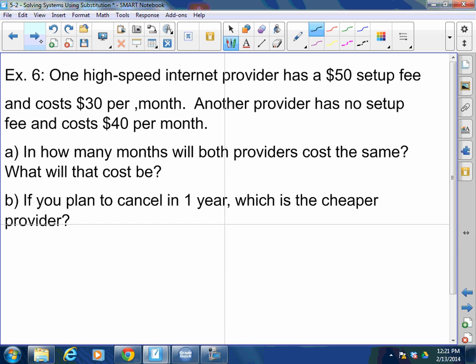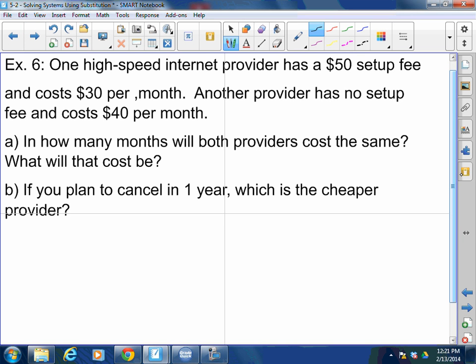Let's move on. Number 6. One high-speed internet provider has a $50 setup fee and costs $30 per month. Another provider has no setup fee and costs $40 per month. In how many months will both providers cost the same? What will that cost be? If you plan to cancel in 1 year, which is the cheaper provider?